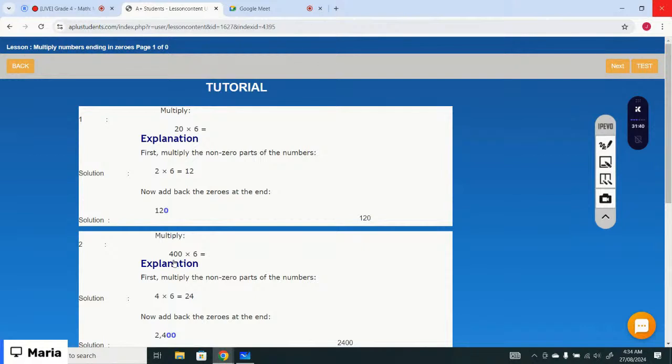So 6 times 2 is 12. And then you have to add a zero, right? Because you have only one zero with 20. So you need to add 0 at the end. So 6 times 2 is 12, and then you have to add a 0. So that is 120. Got it?